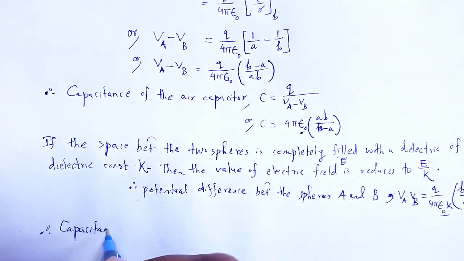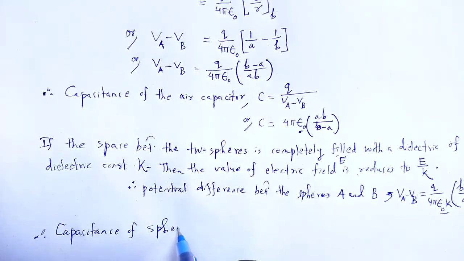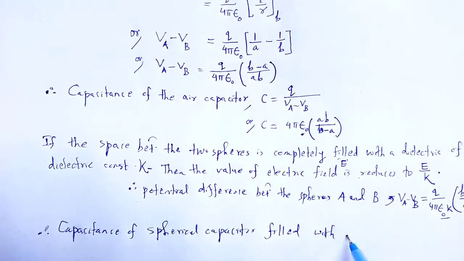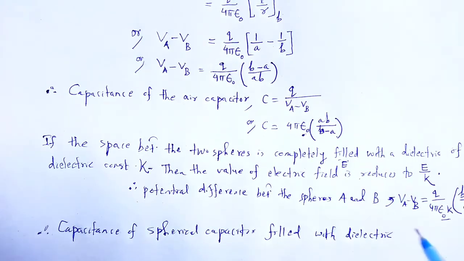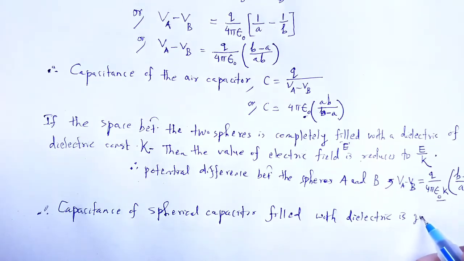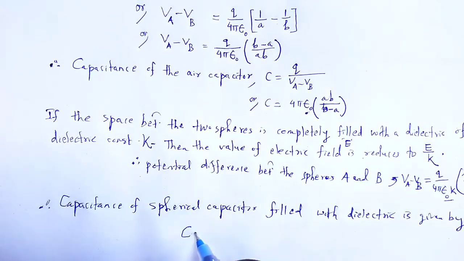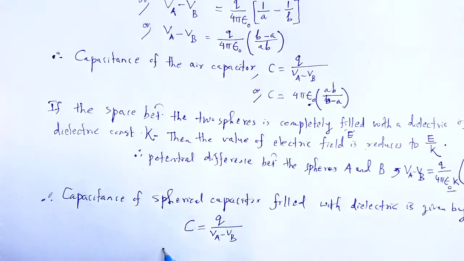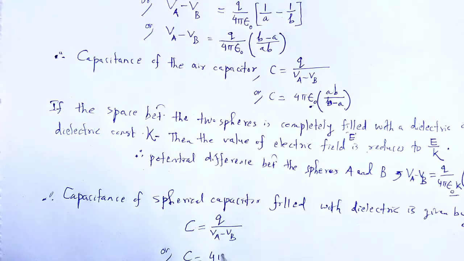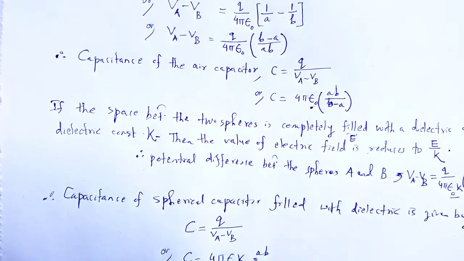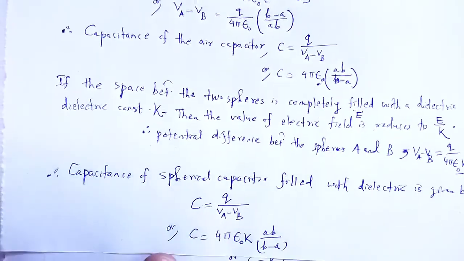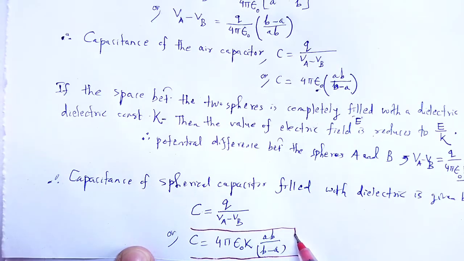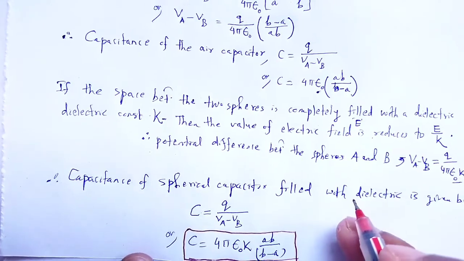The capacitance of a spherical capacitor filled with dielectric is given by C is equal to charge per potential, VA minus VB. Putting that value, we have C is equal to 4 pi epsilon naught K AB divided by B minus A. That is the required expression of capacitance of a spherical capacitor filled with dielectric having dielectric constant K.